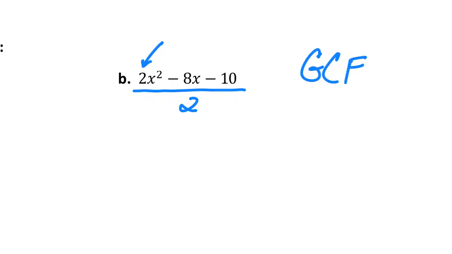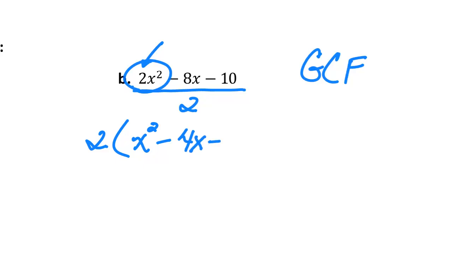Can I take out an x from all 3 of those terms? No. So 2 goes out in front. That's your GCF. That is your first factor. When I divide, 2x squared divided by 2 is x squared, minus 8x divided by 2 is going to be 4x, minus 10 divided by 2 is 5.